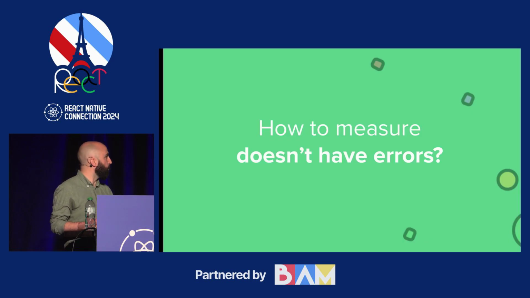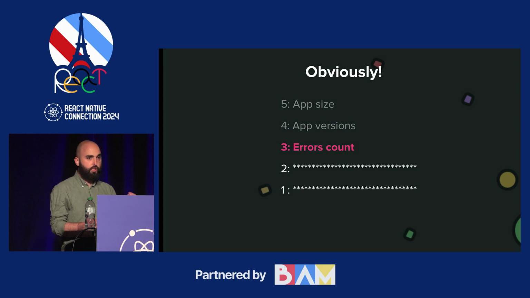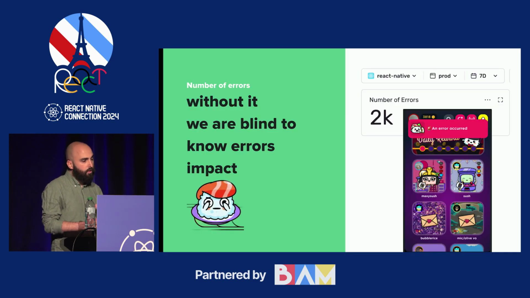And let's see how to measure does it have errors. So obviously it is the error count. And without it, we are quite blind to know the error impact. So it's really important, if you want to investigate what's happening in production, to measure it and follow it regularly.